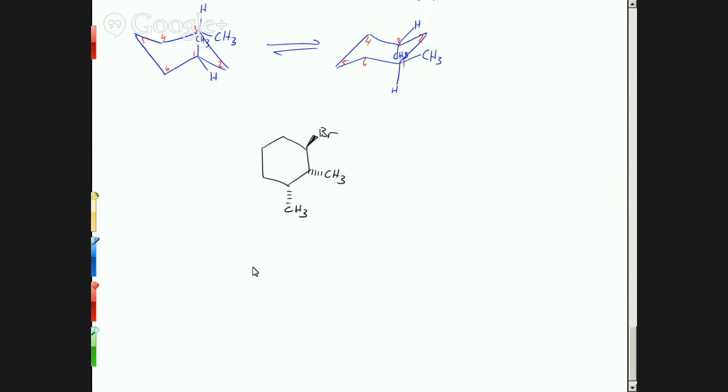You don't need to always draw the hydrogens. Sometimes some people find it useful so that you don't put something on the wrong bond if you have them both there. But no, you don't need to draw the hydrogen.